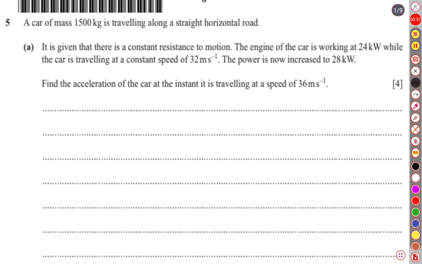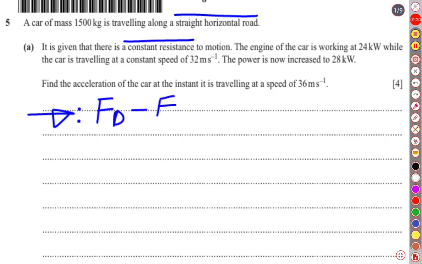So the question is not difficult at all. First of all, we should know there are two pieces of information. One is there is a constant resistance to motion. First of all, we will have to find how much the resistance to motion is, and we are going to apply Newton's law of motion. Let's start our writing as it is moving along a horizontal road. So this is the direction, and our concept is driving force minus resistance force is equal to mass into acceleration.